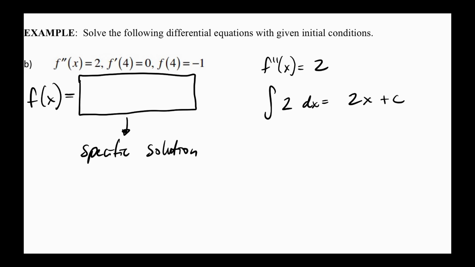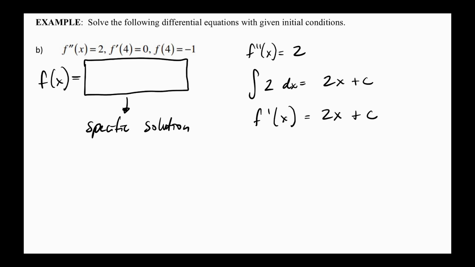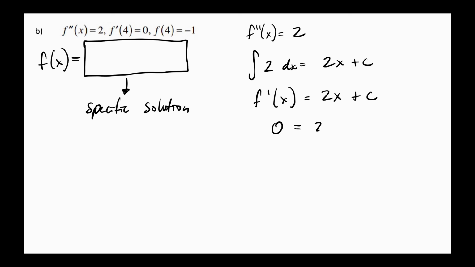Give it a shot. All right, so first thing I did was I took where they told me to start, which was f double prime, and I found the antiderivative of that. So 2x plus c would be f prime, right? But then they told me some things about f prime. Then they said, hey, if you plug in 4 to the derivative, you should get 0 as an answer. So that'll tell me what c is.